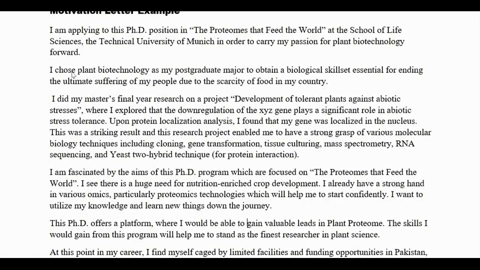So in the second paragraph, I just told that I belong to the plant biotechnology field. I chose plant biotechnology as my postgraduate major to obtain a biological skill set essential for ending the ultimate suffering of my people due to scarcity of food in my country. So in this paragraph, they will know that this candidate belongs to plant biotechnology, and this candidate is a good fit for this position.